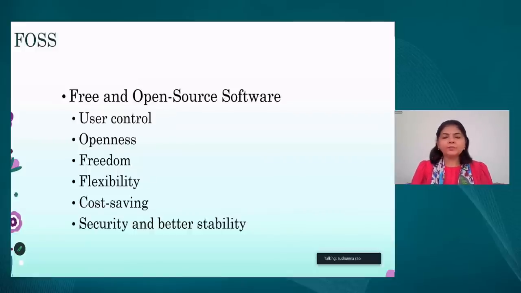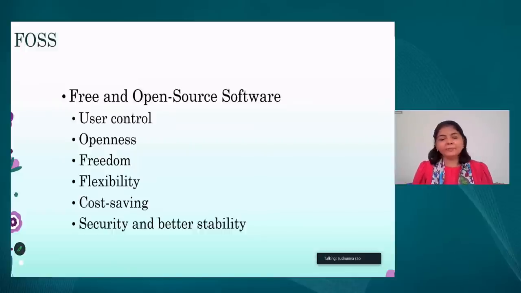When a piece of software is said to be free and open source, that means the entire code is available to the public, with some open license which defines what we can do with it and how we can utilize it. Especially, we have user control. If we have resources, we can customize it, not just the look and feel of it, but also its functionalities. And about the openness and freedom it gives us, the choice to mount that piece of software the way we want it.